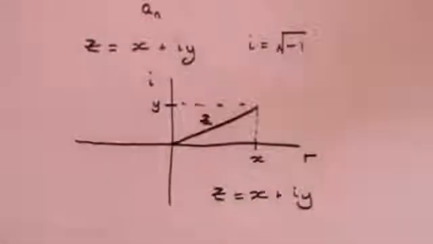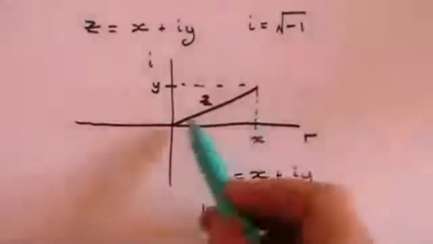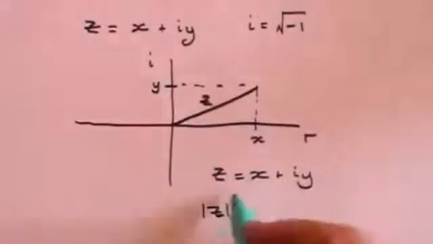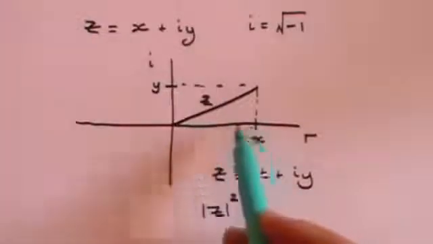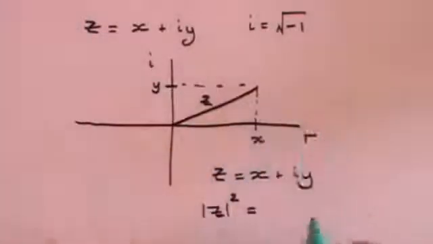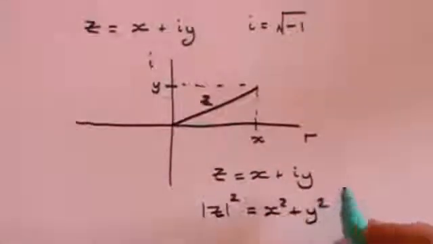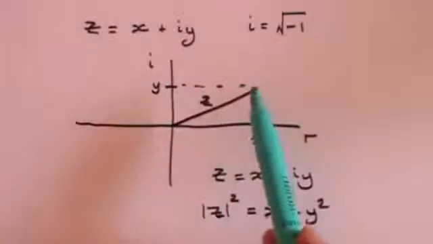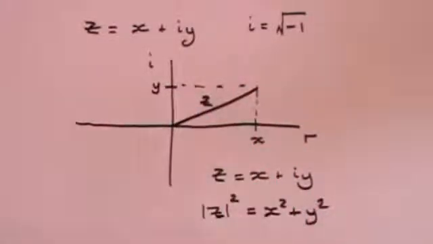And you can see that the modulus of z, that is to say the actual length of this vector, squared, is equal to, by Pythagoras, simply this squared plus this squared, which is x squared plus y squared. So the modulus, or in other words the length of the vector, which is the combination of the real plus the imaginary part, is simply given by Pythagoras.